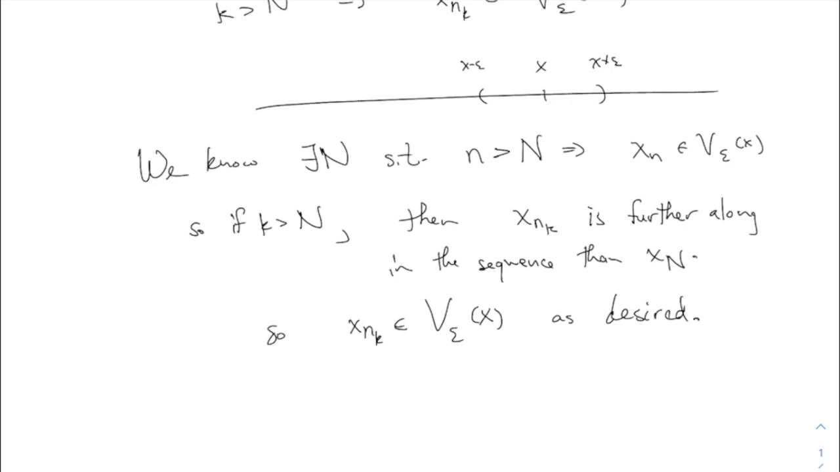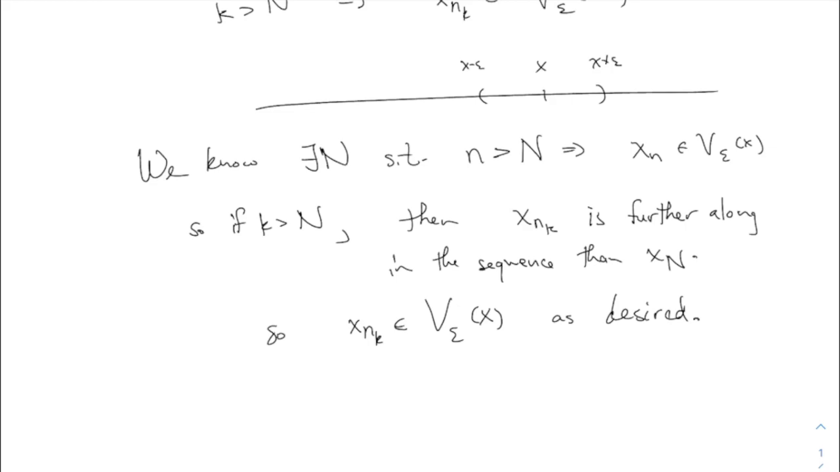So the original sequence reaches the neighborhood after big N. It means also that at the same big N, the subsequence will definitely be in the neighborhood, all right? This is one way that you could argue this. Any thoughts about that? It's a little confusing, I guess.